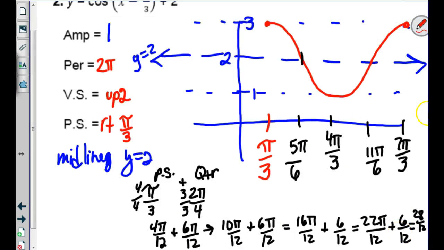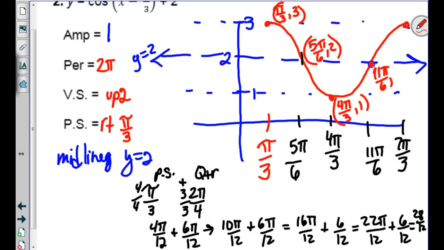All right, so the lovely, aka atrocious, ordered pairs are pi over 3, 3; 5 pi over 6, 2; 4 pi over 3, 1; 11 pi over 6, 2; and 7 pi over 3, 3. All right, so the question is, is it really as long as it's supposed to be? Well, 7 pi over 3 minus 1 pi over 3 would be what? 6 pi over 3. Is that 2 pi?